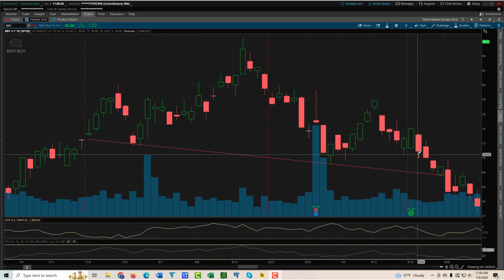So now the question is, does it actually work? And that's what we aim to do at Stock Market Guides. We aim to answer that question by using historical data. We look at history and say, okay, for Best Buy, how many times has a head and shoulders pattern set up? And of those times, how many times did the stock price end up continuing to go down? And how many times did it not? And what was the average change in price?